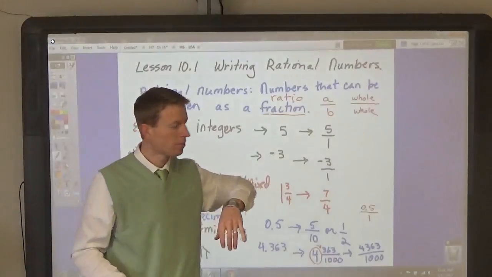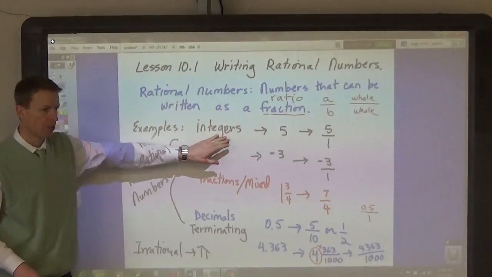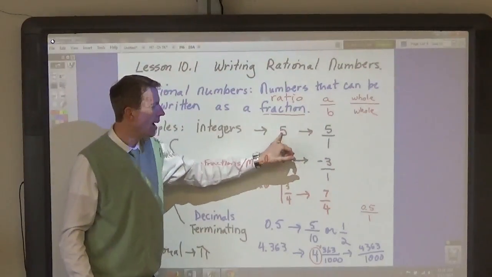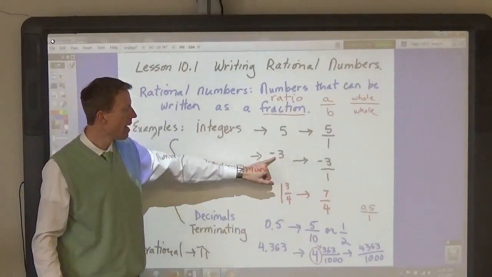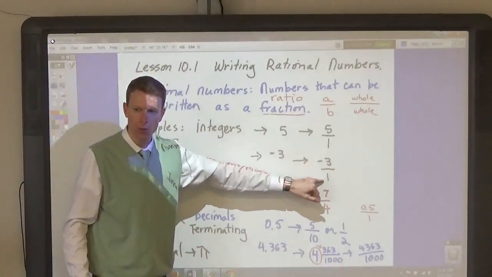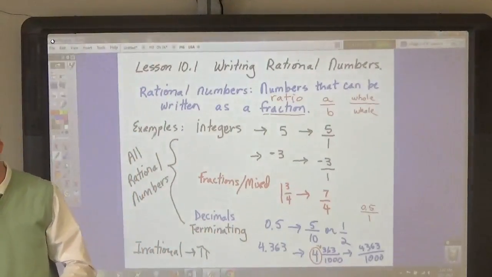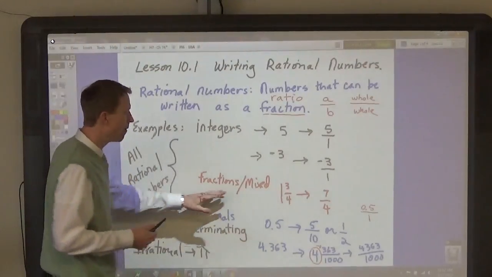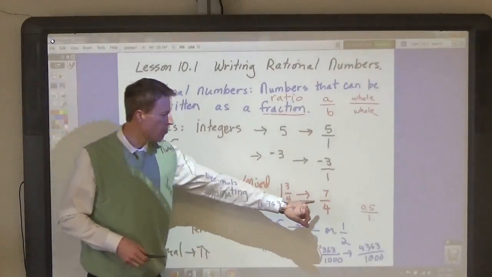All right? Now, if we're given some integers, we can write them as rational numbers. We can write 5 as 5 over 1 to write it as a rational number. Or negative 3 as negative 3 over 1. Or we did some on your assignment. We did 19 over 1. We did negative 4 over 1. You can write fractions and mixed numbers as rational numbers.